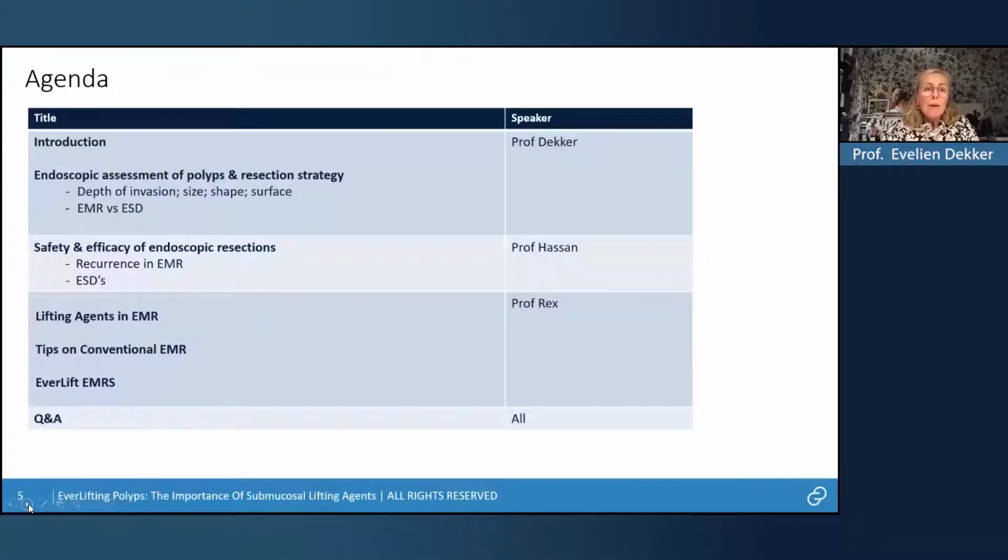This is the program. The agenda for tonight will be that I start with discussing with you the endoscopic assessment of polyps and resection strategy. Then Professor Hassan from Italy will discuss with you the safety and efficacy of endoscopic resections. And then Professor Rex from Indiana, from the United States, will discuss lifting agents in EMR, tips on conventional EMR, and the specific topic of EverLift EMRs. And of course, we hope to finish again with some questions and answers with you.